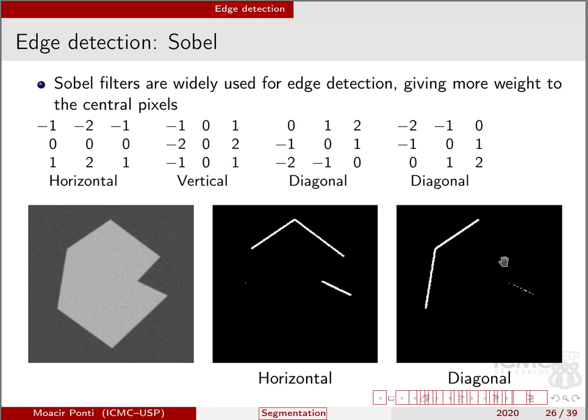The Sobel filter is also a well-known method for edge detection that gives more weight to central pixels. So usually the borders are a little bit thicker than in other methods. And here just compare horizontal and diagonal versions of those filters that are easily implemented.